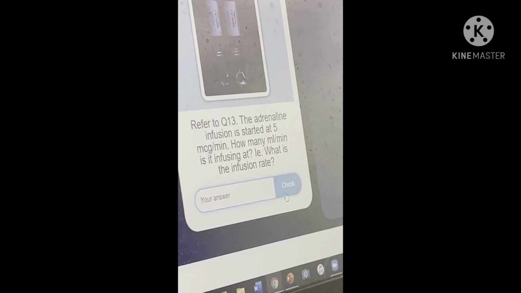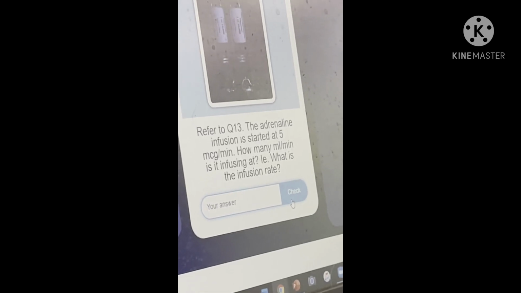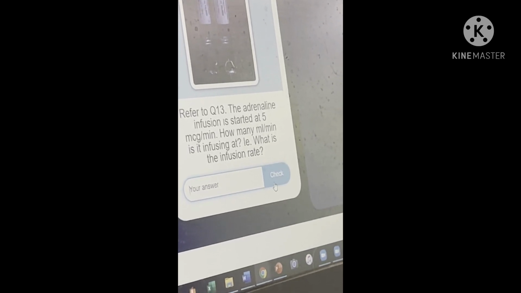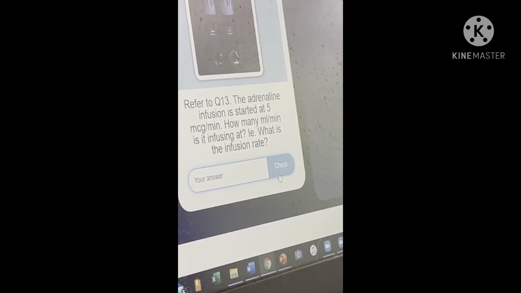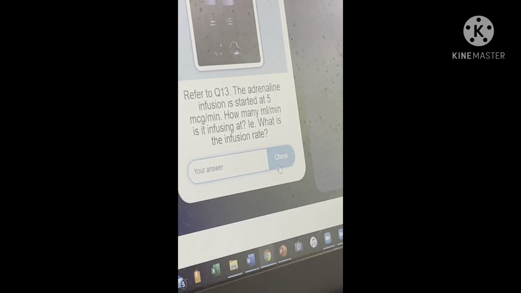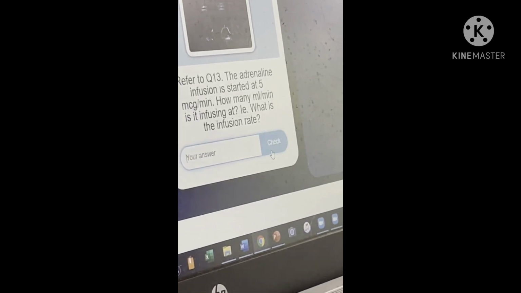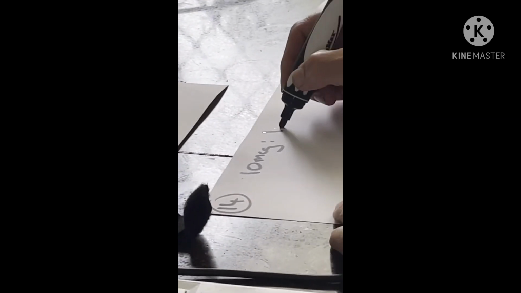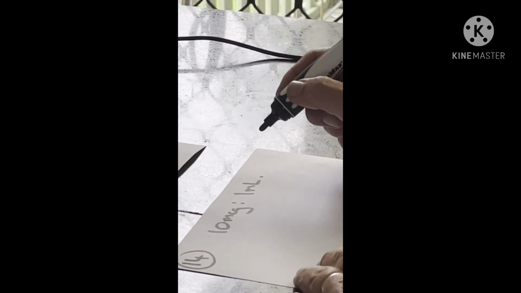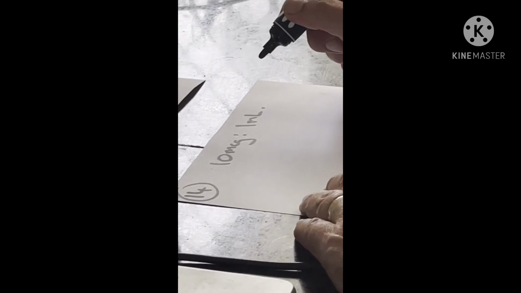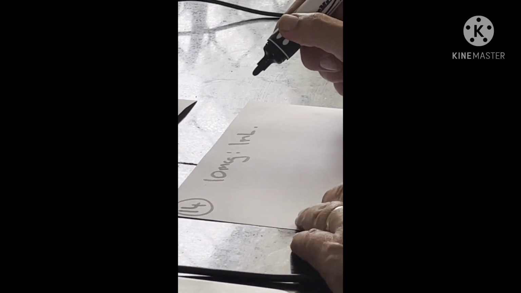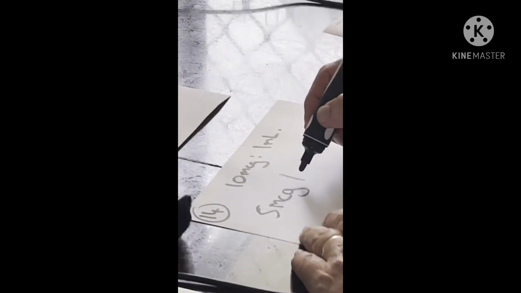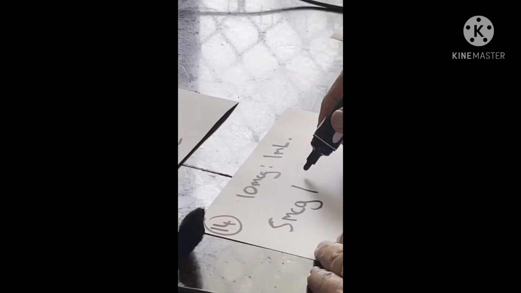Righto. So this is my infusion. The adrenaline infusion is started at 5 micrograms per minute. How many mil per minute is he infusing at? Okay, what is the infusion rate? How many mils per minute? So you have 10 micrograms, 10 micrograms are in 1 mil. So the dose is 5 micrograms per minute. Okay, so dose of 5 mcg per minute.